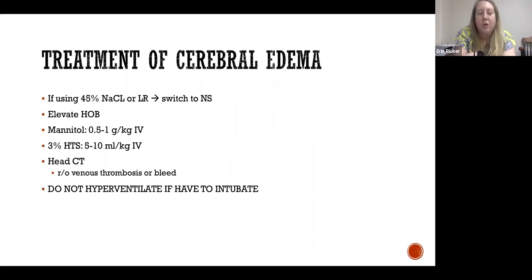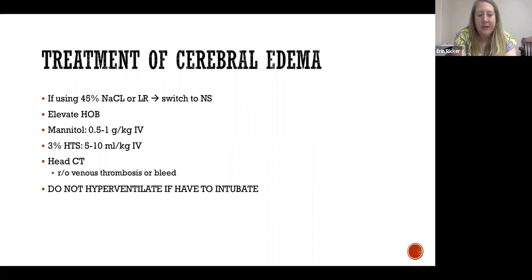The first is mannitol, so you can give 0.5 to 1 grams per kilo IV as a bolus, or you can use 3%, 5 to 10 mLs per kilo IV as a bolus. You can also start them on a 3% drip. You'll ideally want to get a head CT to make sure that you're not missing something else that's going on. Again, we'll talk about later, these patients are at increased risk for venous thrombosis, as well as having strokes or bleeds. So it's really important to make sure that you're not missing something by assuming that it's cerebral edema.